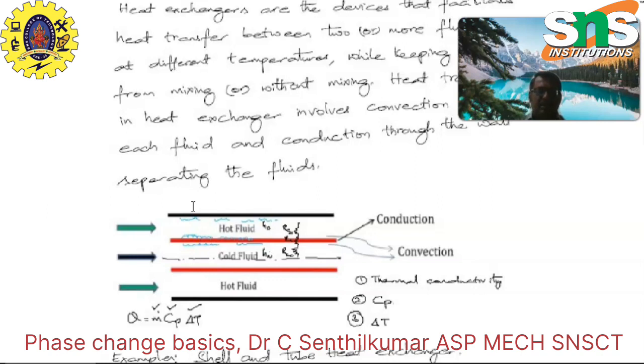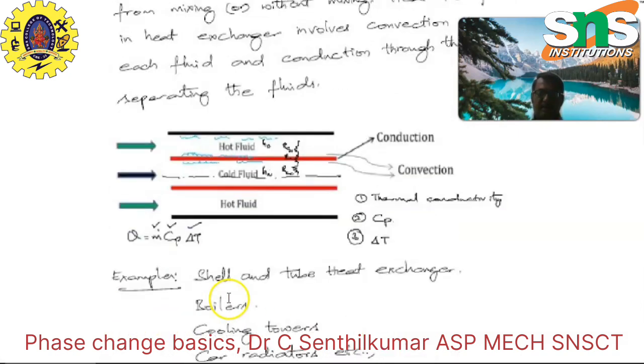So this is the conduction when the fluid travels between the metal which is carrying the heat. The heat transfer from metal to fluid is convection, that we know already. So Cp is specific heat, thermal conductivity is K, and delta T is change in temperature. This is what the Q = m Cp delta T.